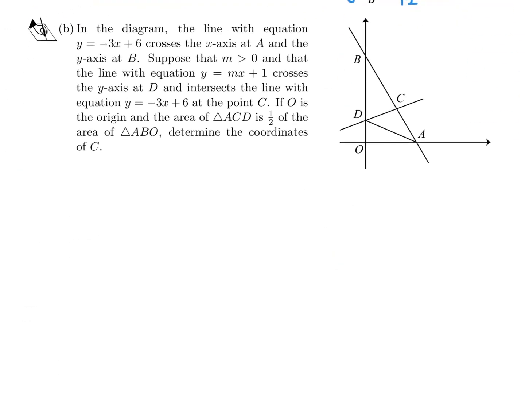Part B. In the diagram, the line with the equation y is equal to minus 3x plus 6 crosses the x-axis at A and the y-axis at B. Suppose that m is greater than 0, and that the line with the equation y is equal to mx plus 1 crosses the y-axis at D and intersects the line with the equation y is equal to minus 3x plus 6 at point C. If O is the origin, the area of ACD is 1/2 the area of ABO. Determine the coordinates of C.